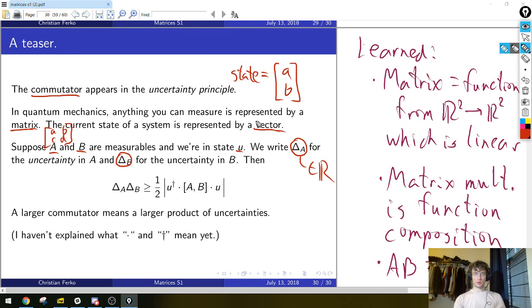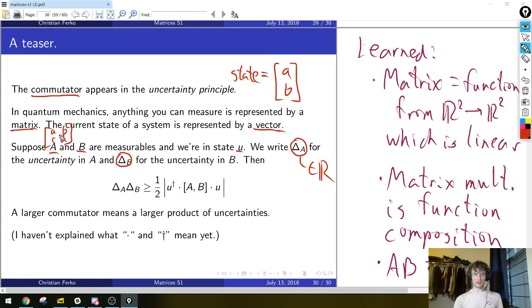So we were talking about quantum mechanics. In quantum mechanics, if I can measure something, it's a matrix. If it's a state of my system, it's a vector. And then we have two numbers which are called uncertainties. Those are just real numbers, like 5 or 10. The uncertainty just tells you, if you measure something, how big is the error. A bigger error means you measure something and you could be way wrong. A smaller uncertainty means you measure something and it will be very precise, right? So those are delta A and delta B.